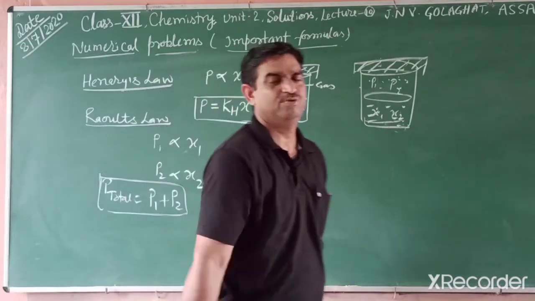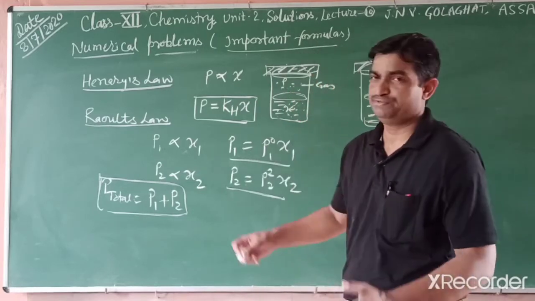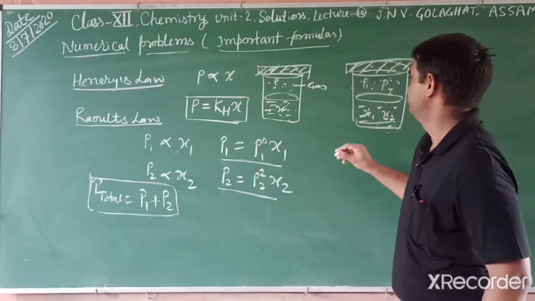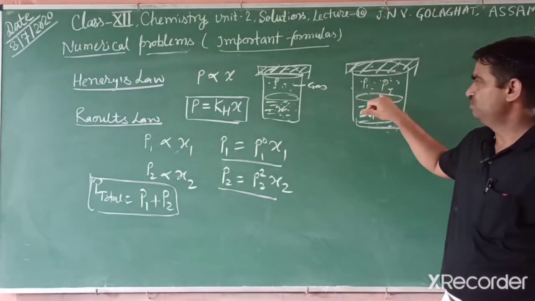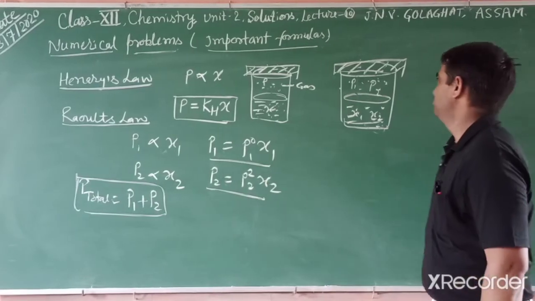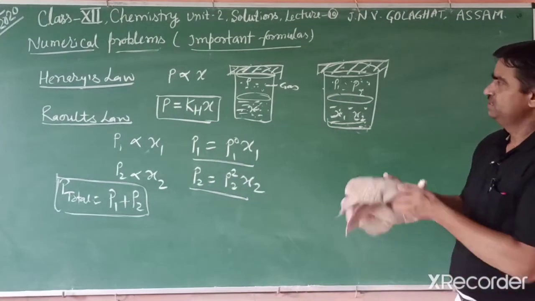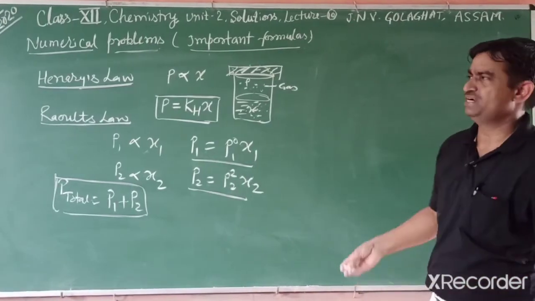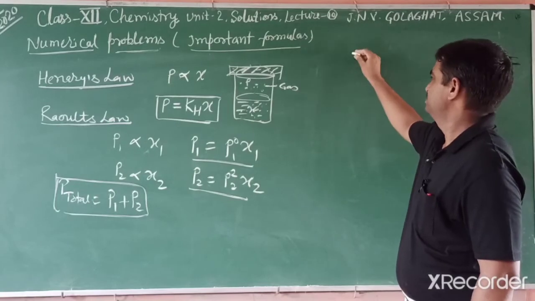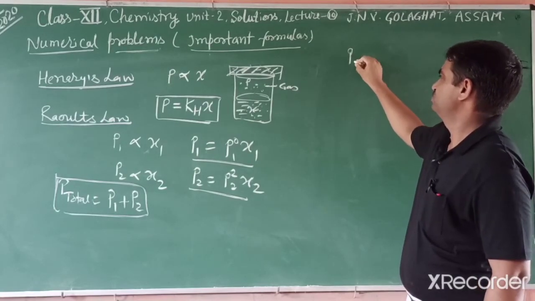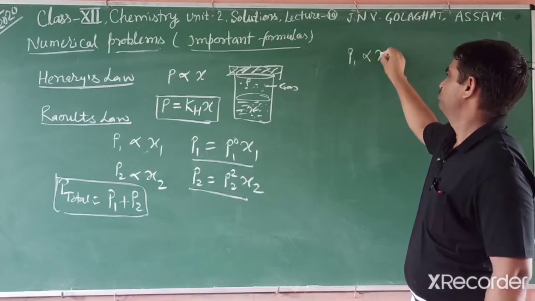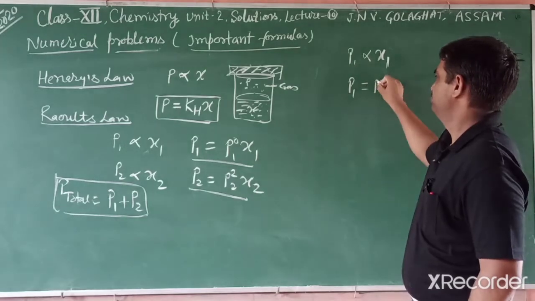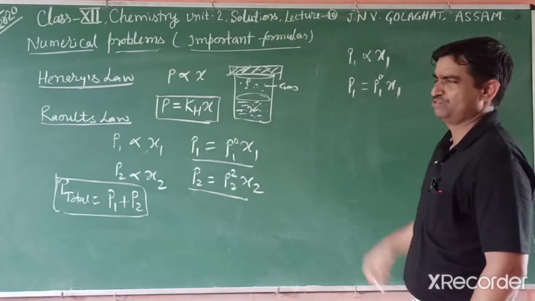The other form of Raoult's law is when a non-volatile solute like salt, glucose, or urea is dissolved in the solvent. Then how can we write Raoult's law? The partial pressure over the solution is directly proportional to the mole fraction of the solvent only. If you remove the proportionality sign, then P1 equals P naught 1 times the mole fraction of the first component.